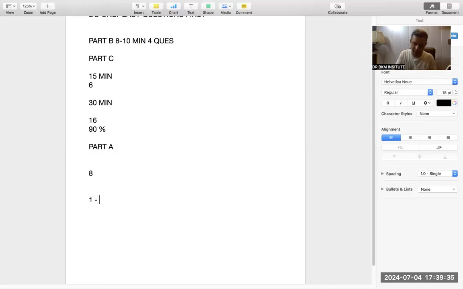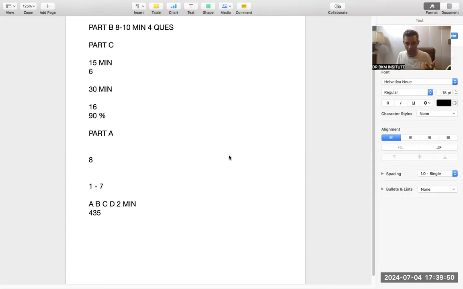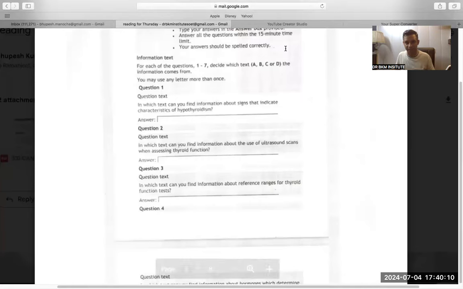The condition is that for questions 1 to 7, where you have to say A, B, C, or D, you will take 2 minutes and not more. Whether you do 4, 3, or 5 questions, that is your choice, however many you find. But don't go beyond 2, maximum 3 minutes. If you are wasting 5 minutes on questions 1 to 7, or you are starting from the eighth question, you are in trouble. I will apply the same technique to this reading.